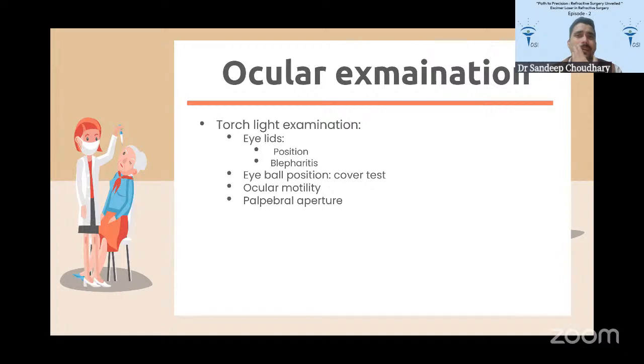And apart from that, examination should always start with a diffuse light or torchlight examination. It should start from the eyelids: the position of the eyelids, whether the patient has any component of ptosis or frank blepharitis, or the position of the eyeball. We need to rule out phorias beforehand, and check ocular motility and the palpebral aperture.